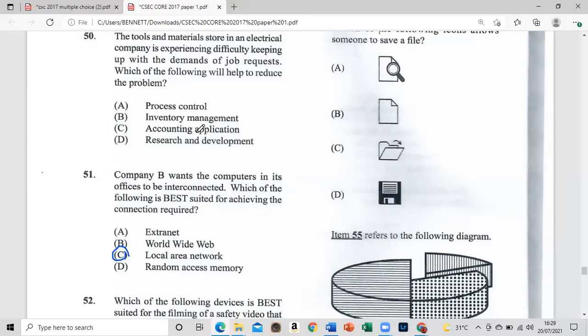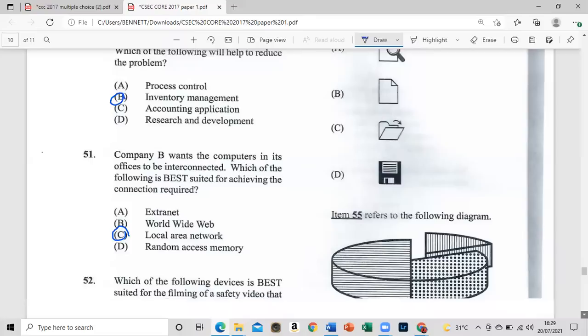The tools and materials stored in an electrical company is experiencing difficulty keeping up with the demands of the job. Which of the following will help to reduce the problem? Is it A, process control? Is it B, inventory management? Or is it C, accounting application? Or is it D, research and development? So that would sound like the inventory, definitely.